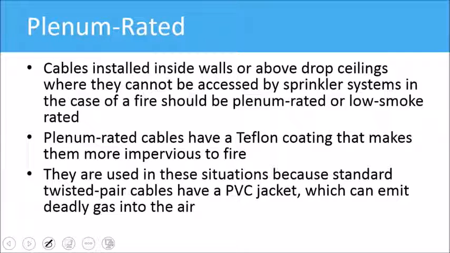Okay, they're used in these situations because standard twisted pair cables have a PVC jacket, which can actually emit a really deadly gas, which makes it really, really dangerous in a fire situation. So you definitely would want to use plenum rated for anything that happens to be near electrical work, hidden away in the ceilings, or embedded within a building's infrastructure, because you certainly wouldn't want to cause any more hazards than might have already occurred if there was a fire. So keep that in mind.